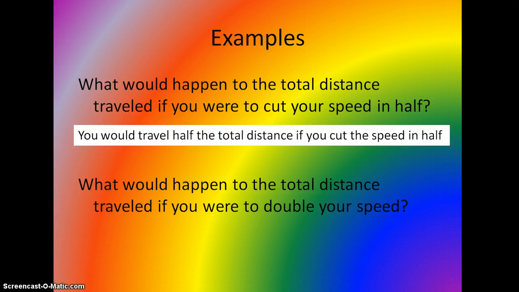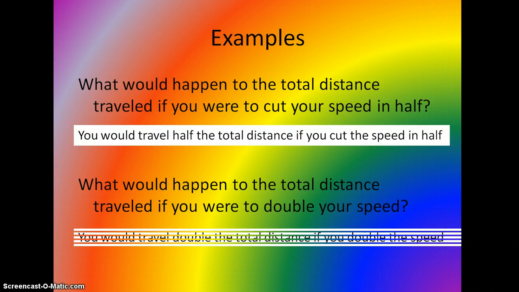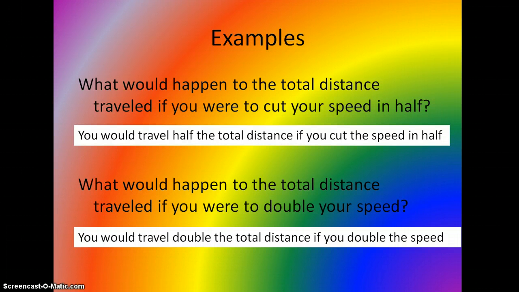Well then, what would happen to the total distance traveled if you were to double your speed? Double 70, I get 140, so 140 miles per hour. In 1 hour, I should travel 140 miles. That's double what the original distance was. So again, if I double my speed, I double my total distance. That's because the relationship is proportional. So it is direct variation.